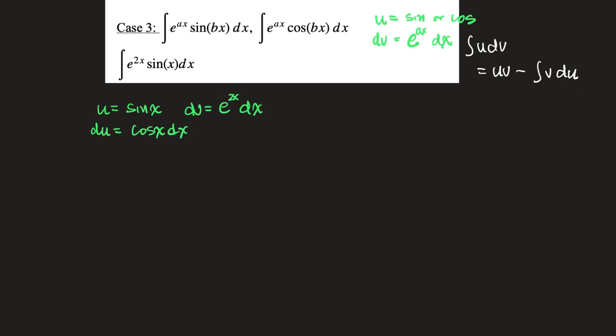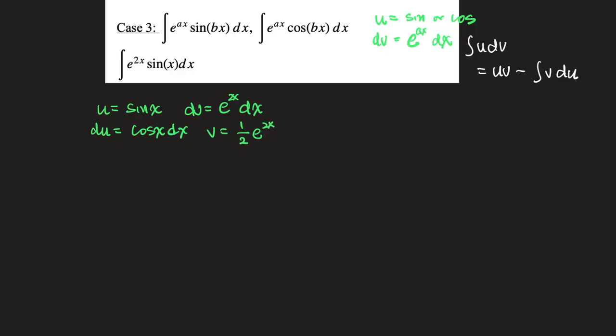I'm going to write down the formula one more time. Integral u dv equals uv minus integral v du. So let's have this example, guys. e to the 2x sine x. You pick u to be sine x, dv to be e to the 2x dx. So du is cosine x dx. We have to be very careful. What is the antiderivative of e to the 2x? It's 1 over 2 e to the 2x.